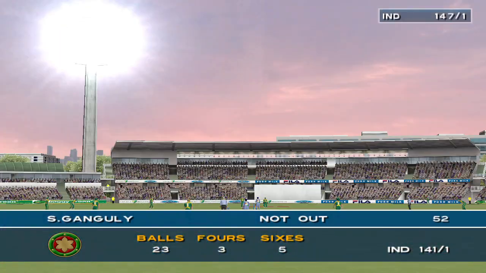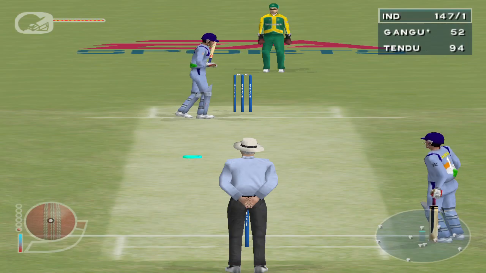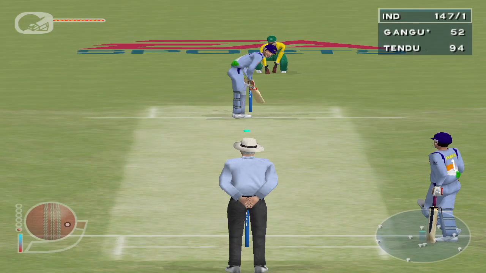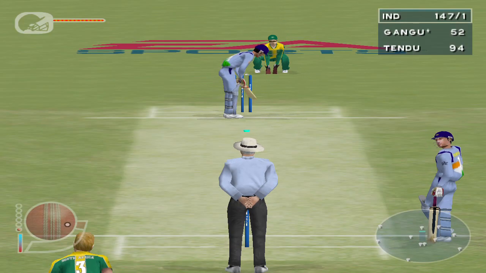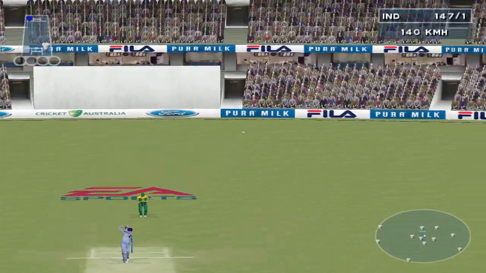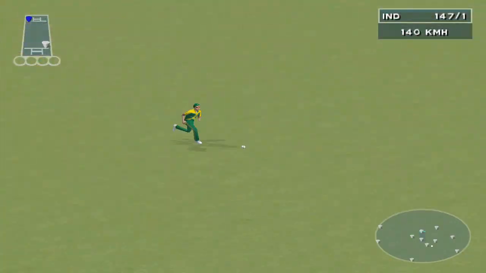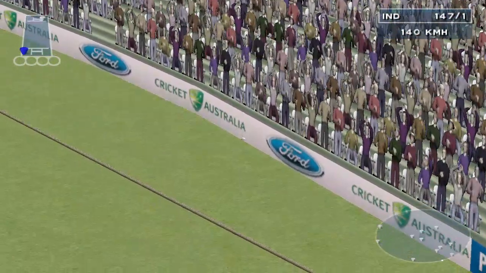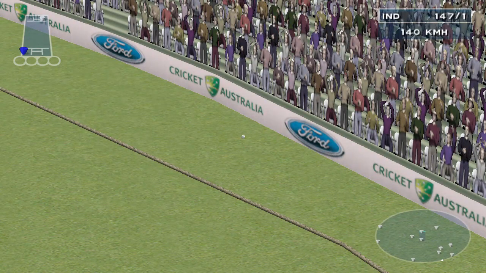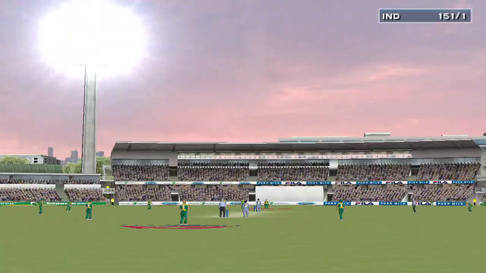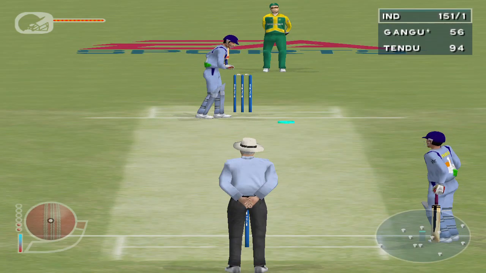That's the way to do it. Get to the pitch of the ball and hit straight through the line. 6 runs. It's in the air, but it's 4 runs. India have taken their total on to 151. The bowler needs to avoid giving away boundaries, so he must keep it tight. Ganguly facing.